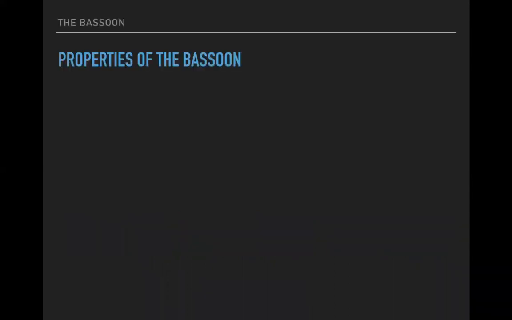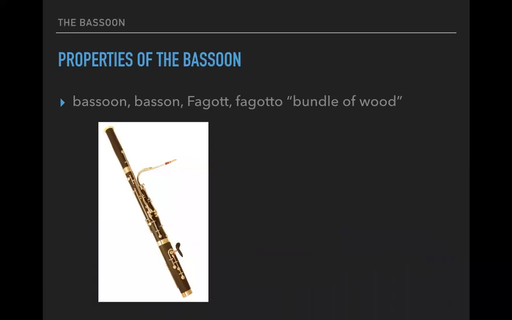All right, here are some general properties of the bassoon. Of course, we know the various names of the instrument in different languages: bassoon, basson, fagot, fagotto, meaning bundle of wood. It's also interesting that in French, basson literally means low sound, sort of like how hautbois meant high wood. Again, it's a very literal translation.